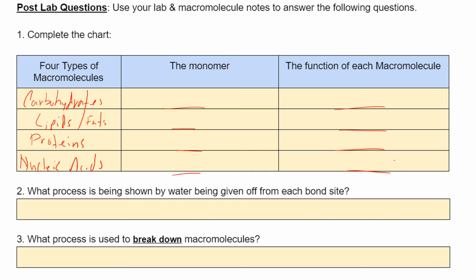Number 2. What process is being shown by water being given off from each bond site? Essentially what I'm asking, you can go back to your notes on this. What process links monomers together and gives off water? And number 3 is the exact opposite reaction. What process is used to break down macromolecules or break down these polymers?